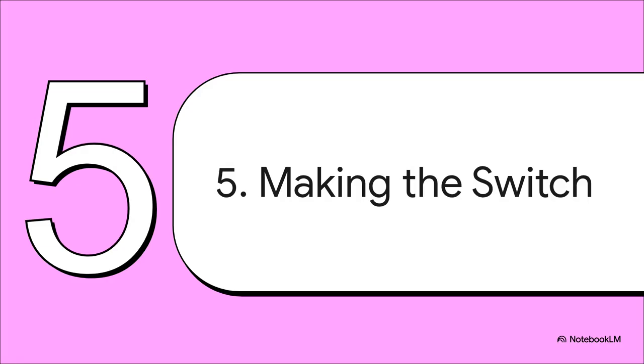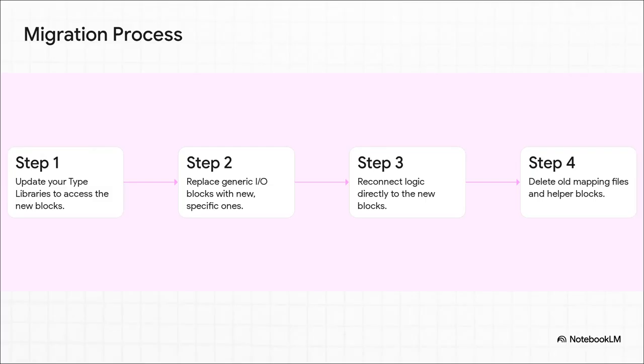So that naturally leads to the next big question. What if you're sitting on an existing project that was built the old way? How do you get from that world of mapping into this new, cleaner environment? Well, the process is described as being pretty methodical, and yeah, it's a manual one. Step 1, you update your libraries so you have all the new specific blocks available. Step 2, you have to go through your code and replace every single one of those old generic IX and QX blocks with the new shiny ones. Step 3, reconnect all your logic. And then the most satisfying part, step 4, you delete all those old mapping files and helper blocks forever.